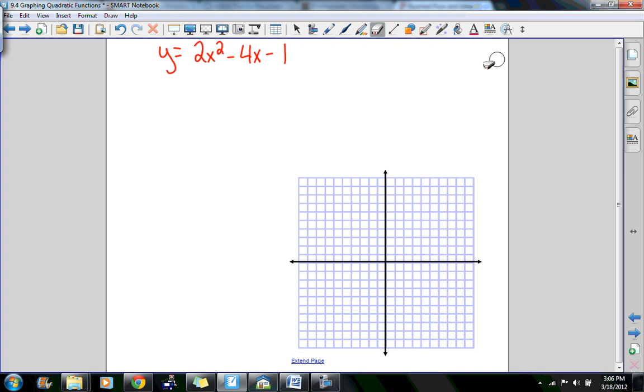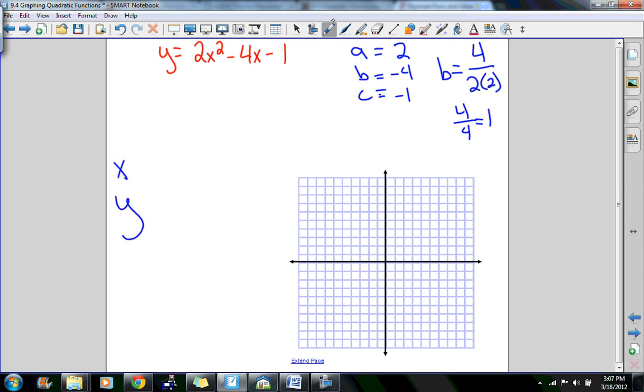Alrighty, so I'm hoping you gave this one a try. First thing we had to do is find our values of a, b, and c. Our a value is 2, our b value is -4, and our c value is -1. Our vertex would then be opposite b over 2a, so that's +4 over 2 times a, which is 2. So that's 4 over 4, which is 1 again. So we make our table. Alrighty, so our vertex is 1. That means we go 2, 3, 0, -1.